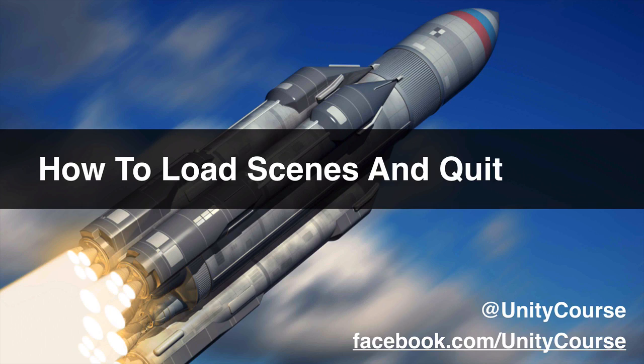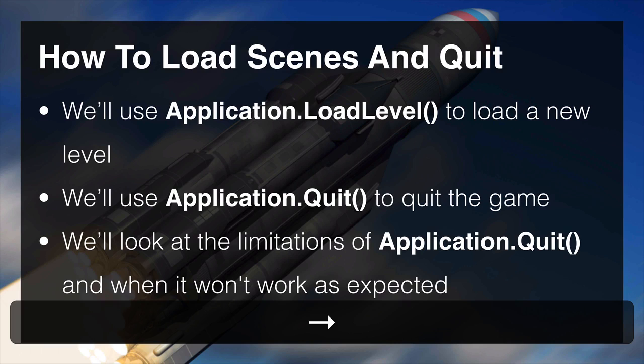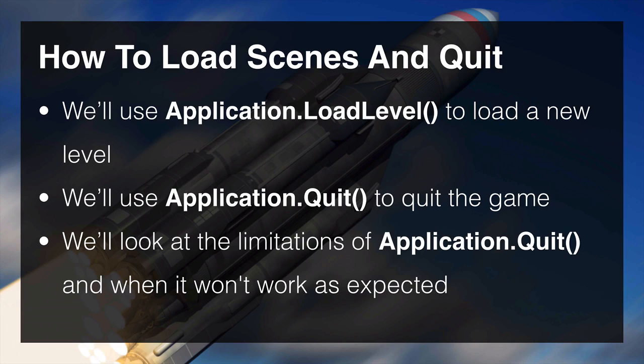Hello and welcome back. In this video, we're going to be looking at how to load scenes and to quit the game. We're going to be using some new functions that we've not met before. That's the Application.LoadLevel and Application.Quit functions to load new levels and to quit the game in our script. So we've already got a script in the game that gets triggered whenever we press a button, and we want to make that actually not just log to the console, but actually carry out the actions we want.